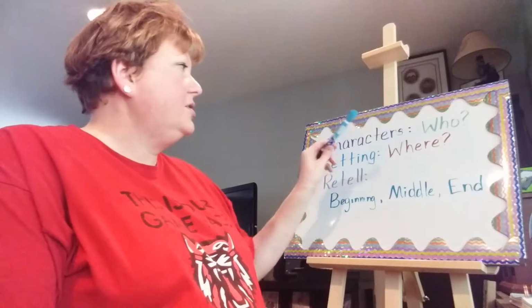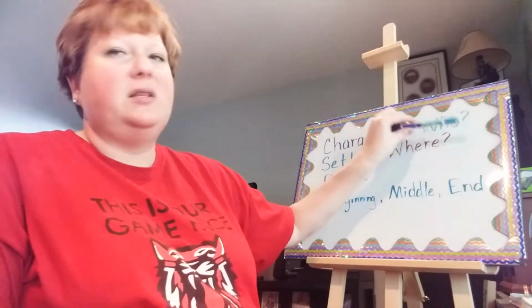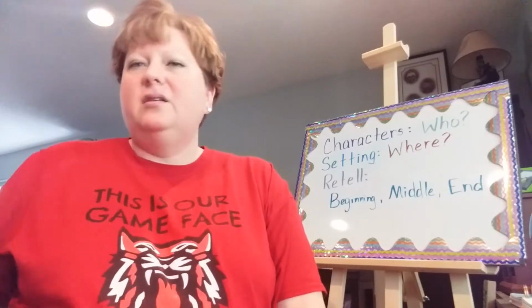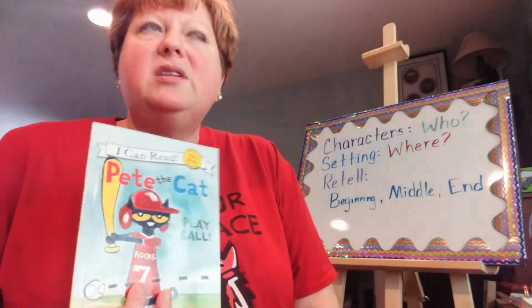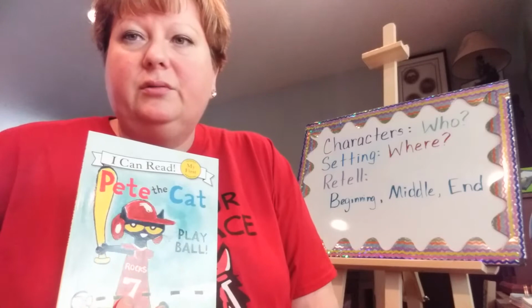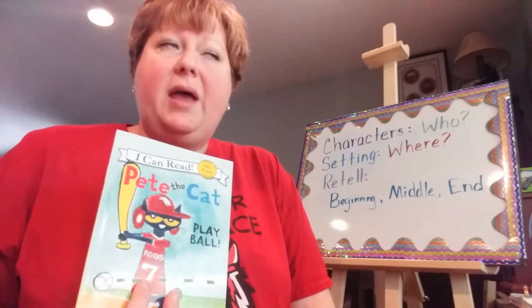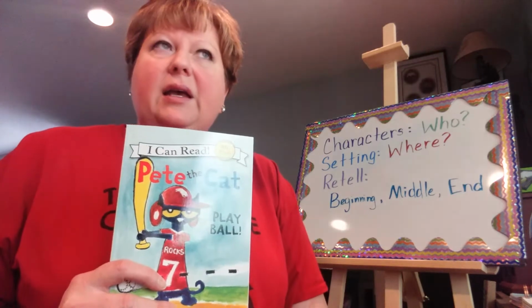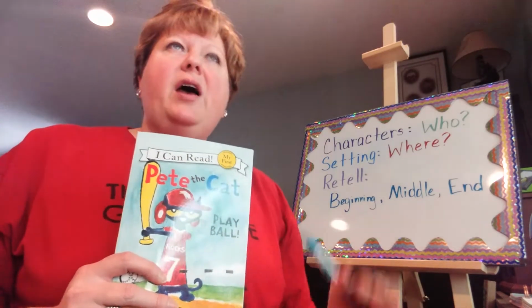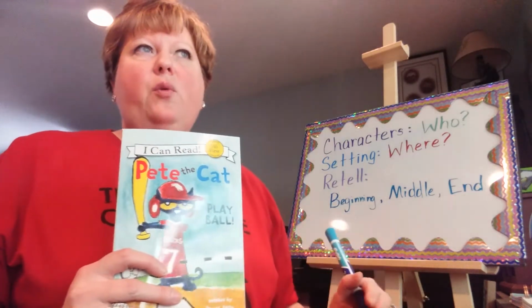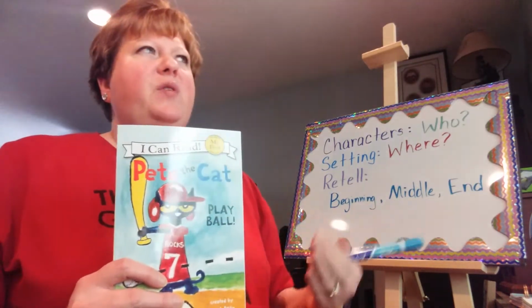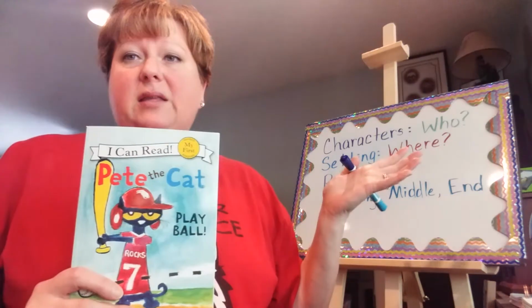The characters, remember characters are who is in the story, okay? And so this book, who is my main character? Pete the Cat's the main character. And also, he had his teammates in the story and the other team, the Rolls. He was on the Rocks, and the Rolls was the other team they were playing. So I would just say for this book, Pete the Cat and his teammates.